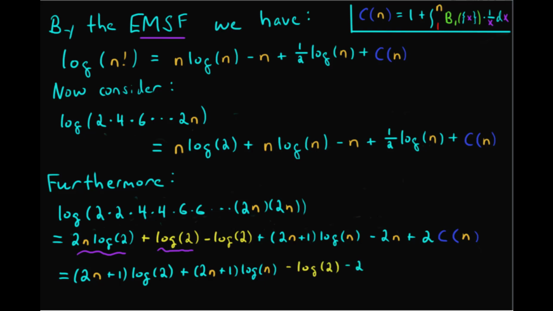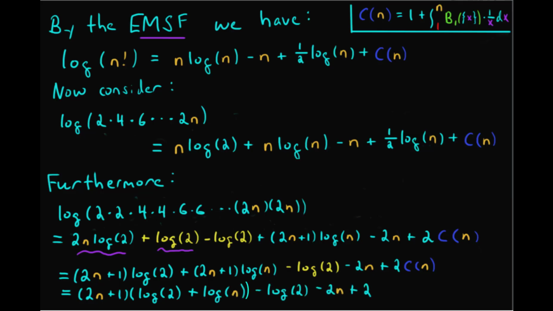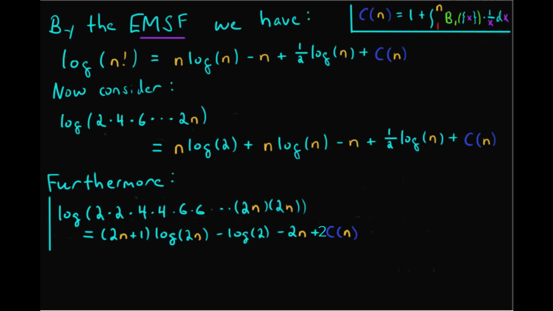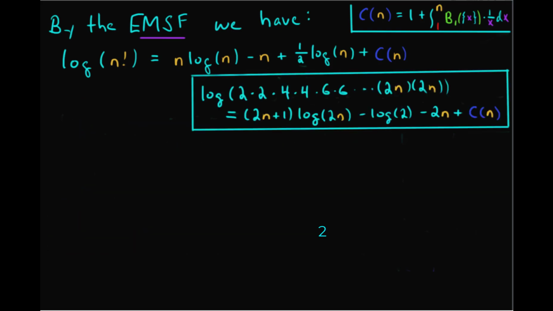I hope you see how that's nicer. Minus log 2 minus 2n plus 2 times c of n. And now I can simplify even further. This will equal 2n plus 1 times the quantity log of 2 plus log of n, minus log 2, minus 2n plus 2 times c of n. So this will then equal 2n plus 1 times log of 2n, minus log of 2, minus 2n plus 2 times c of n. And let me just put a box around that identity. So that's the first identity that we'll need.